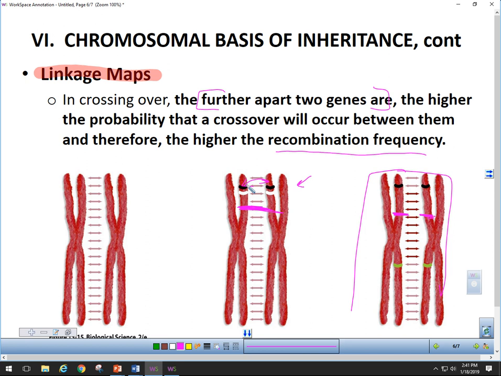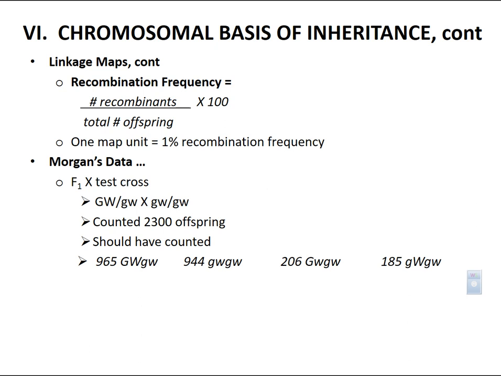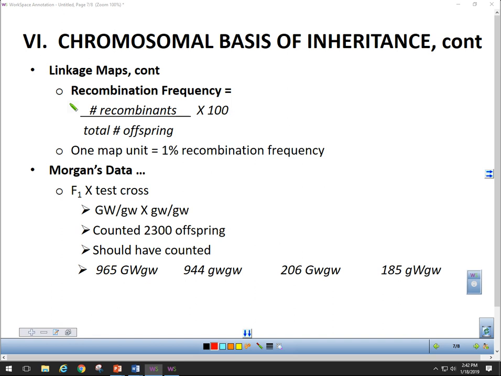All right, so let's do a little problem. Let's practice with some of the math on this. Okay, I gave you the formula a minute ago, but here it is for you so that you can use it for your Drosophila problems, the lab that you're going to be completing for homework. So whatever the number of recombinants that you have, you divide that by the total number of offspring, times it by 100, and you're going to get your percent frequency of recombination.